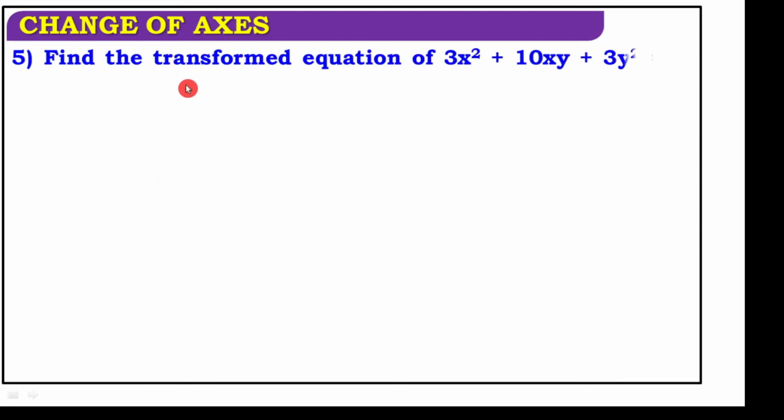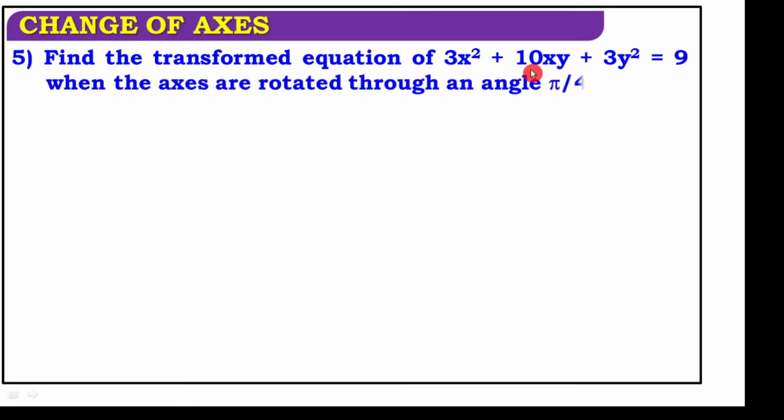Now one more question. Find the transform equation of 3x square + 10xy + 3y square = 9 when the axes are rotated through an angle pi by 4. So this is also a 4 marks question. We have to find the transform equation. First write down the given equation.